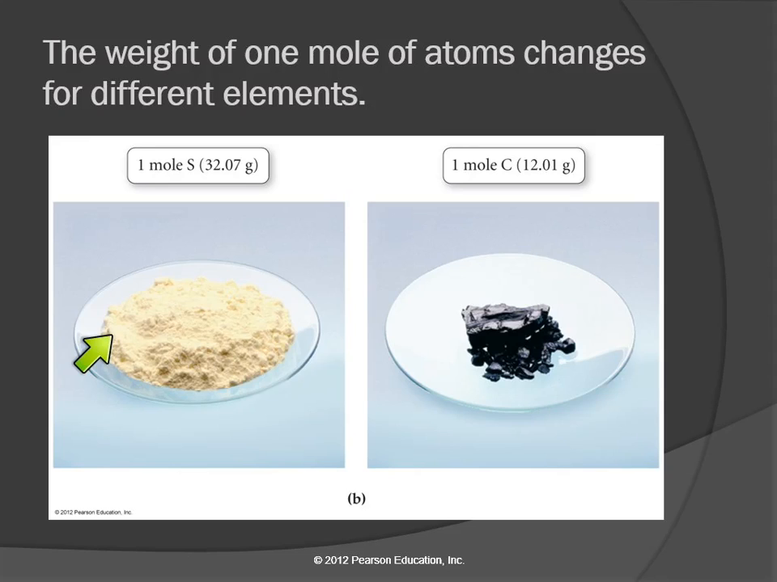So here we have a picture of 1 mole of sulfur. 1 mole of sulfur weighs 32.07 grams. Here's 1 mole of carbon. It only weighs 12.01 grams. Which weighs more, a sulfur atom or a carbon atom? A sulfur atom. Because if we have the same number of each, the chemist's dozen of sulfur weighs more. Okay?